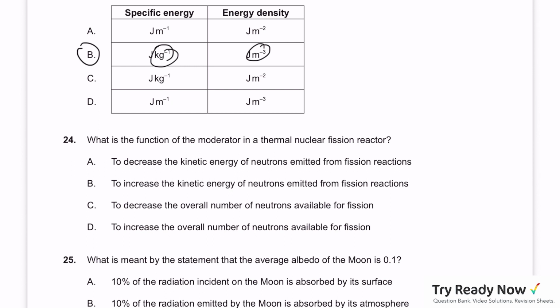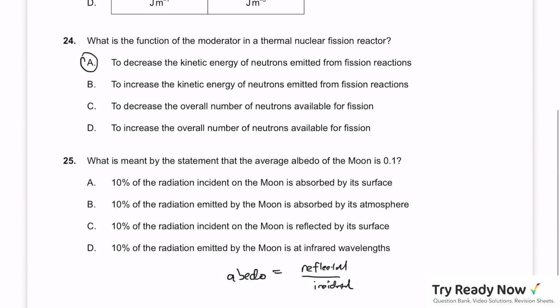What is the function of the moderator in a thermonuclear fission reactor? We know that the moderator is to decrease the kinetic energy of the neutrons emitted from fission reactions, to slow them down so that the reaction doesn't go out of hand. That matches up with option A. So option A is the answer for question 24.